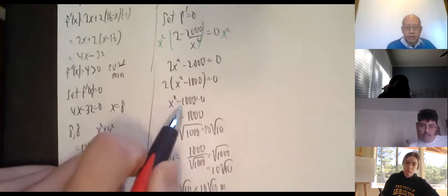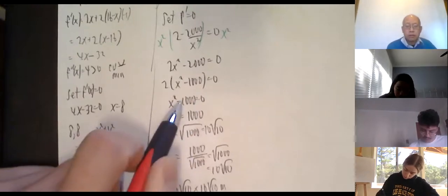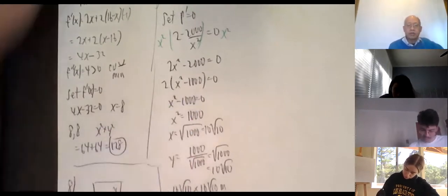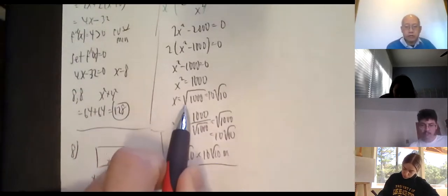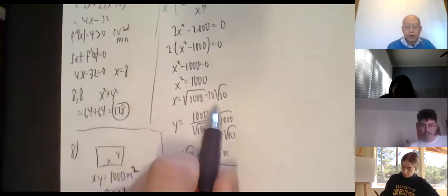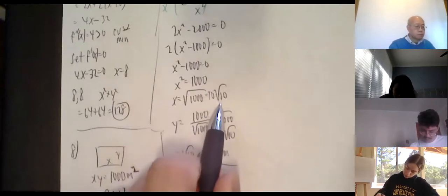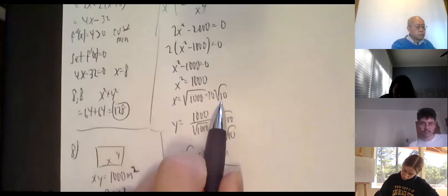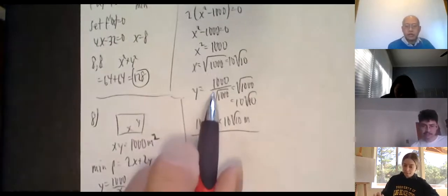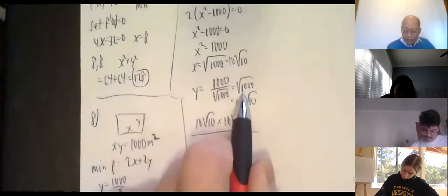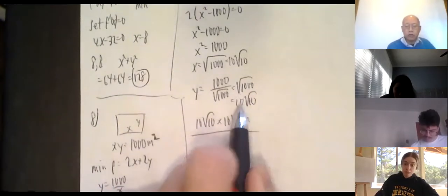That means x squared minus 1,000 is 0. Move over the 1,000. X squared equals 1,000. X equals the square root of 1,000, which is 10 radical 10. Plug back in. Y is 1,000 over x. So y is 1,000 divided by the square root of 1,000, which happens also to be the square root of 1,000, or 10 radical 10.